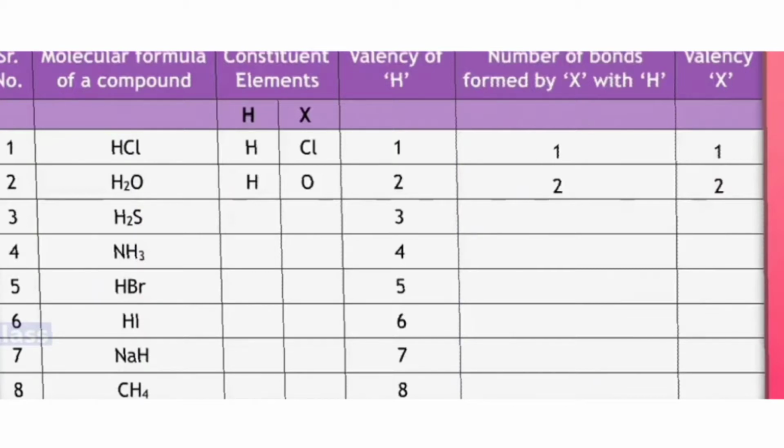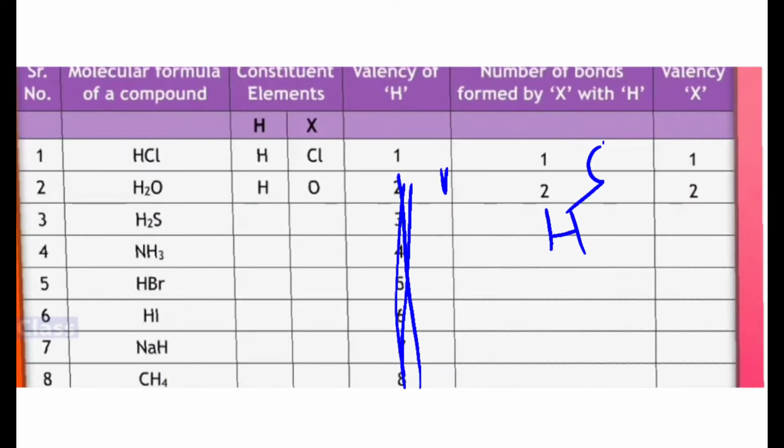Then we have that one also. Here, see the number of bonds formed by X with H. So this O is forming one bond and two bonds, so the valency is 2. Is this part clear? Yes. So now we'll go towards the third.